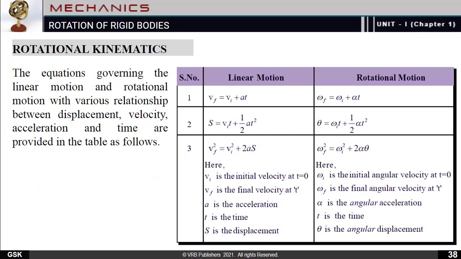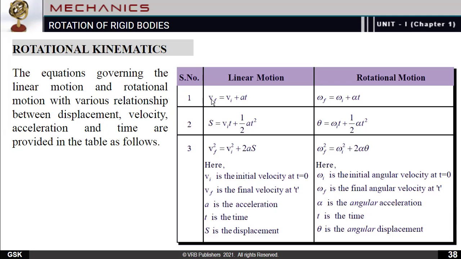Next, we have to make a comparison between linear and rotational motion. In linear motion, the velocity is described with the symbol v, and in rotational motion, the angular velocity is written with the symbol omega. The suffix f indicates the final velocity, and the suffix i indicates the initial velocity.